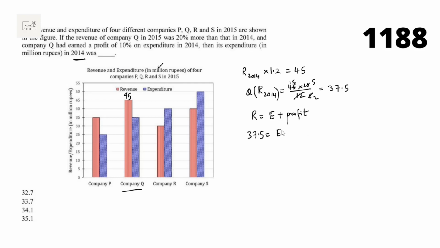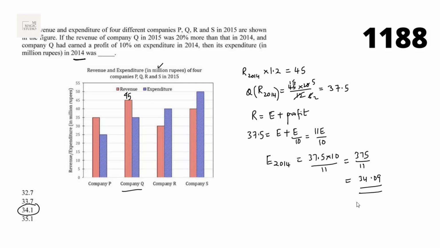So, let the expenditure be E, and the profit was 10% on expenditure, that is E by 10. That means 11E by 10. Therefore, expenditure in 2014 would have been 37.5 into 10 by 11, 375 by 11, that is 34.09 million rupees. So option C, 34.1 fits in.